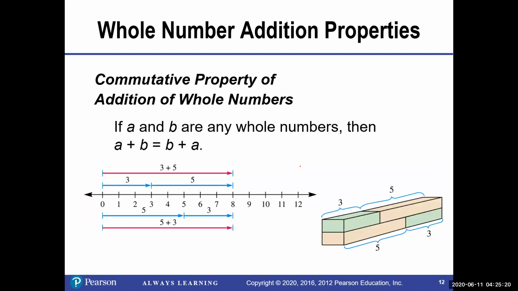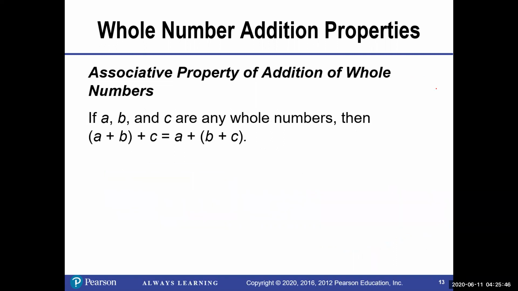Now, the commutative property, and this is A plus B is equal to B plus A. Okay, so if I have 2 plus 1, it is the same as 1 plus 2. So the order is not important, and I get the same result. So that is the commutative property. Is that okay? Nice. So 3 plus 5 is the same as 5 plus 3.